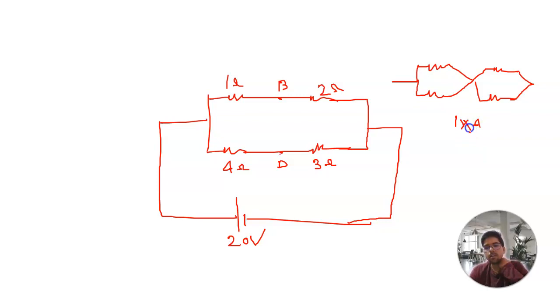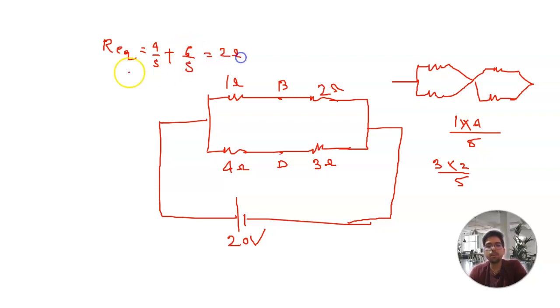What is the equivalent? Equivalent is 1 into 4 by 5. And what is the equivalent of 3 and 2? 3 into 2 by 5. Just take the series of this, because the equivalent of this is in series with the equivalent of this. So finally R equivalent is how much? 4 by 5 plus 6 by 5, that is 10 by 5, which is 2 ohm. So R equivalent is 2 ohm.